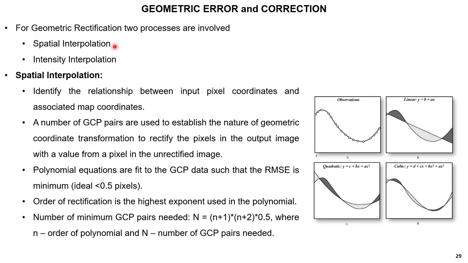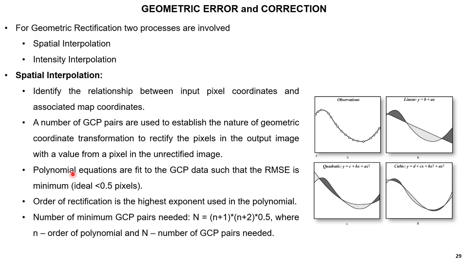In spatial interpolation, your location is changing. And in intensity interpolation, your brightness values will also be modified. First we will see spatial interpolation. We need to identify the relationship between the given input and the map coordinates. For that, we need to select the GCP points, and we will use some mathematical model to fit our data to the reference. It fits polynomial equations such that the root mean square error is minimum. Ideally, it should be less than 0.5 pixels, and acceptable is less than 1 pixel.